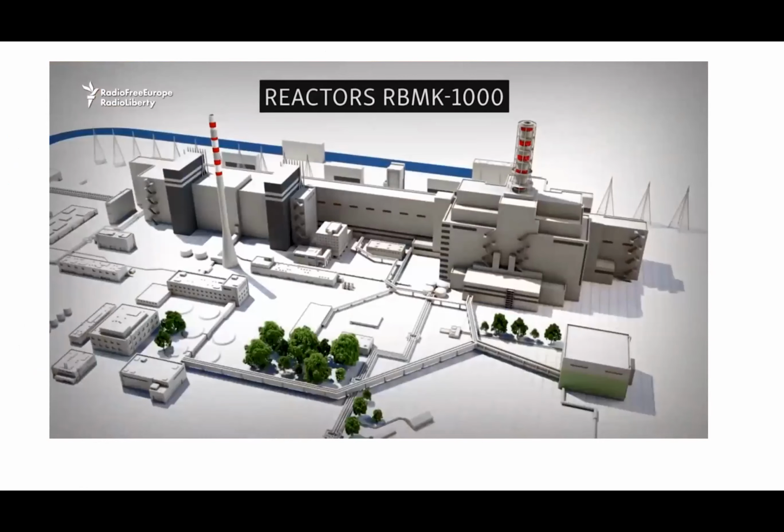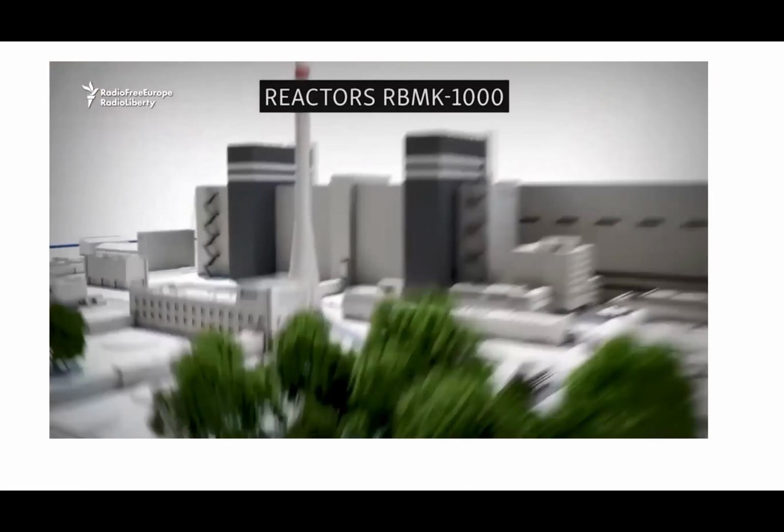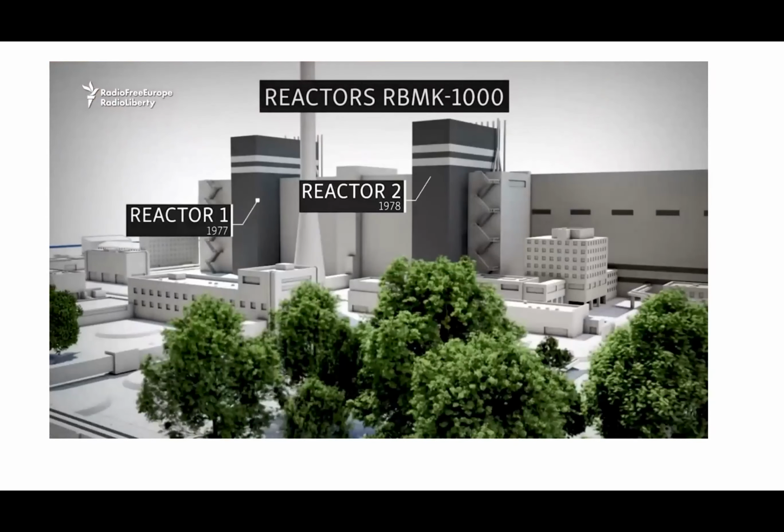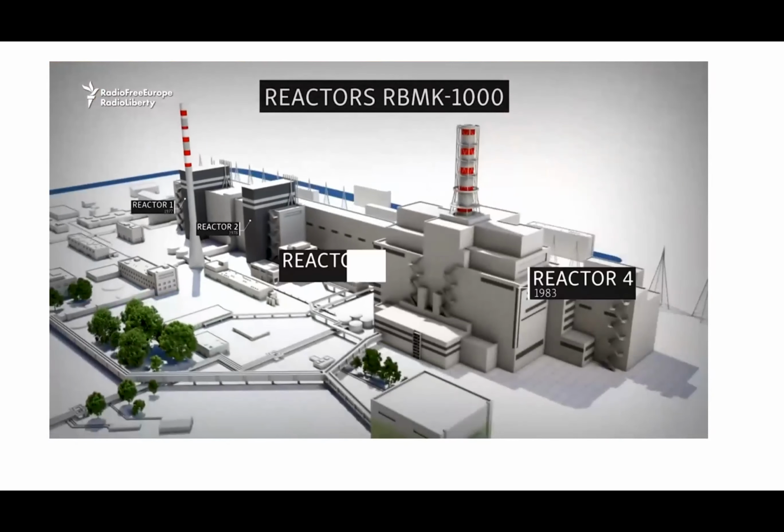The Chernobyl nuclear power plant was one of the Soviet Union's most advanced facilities. The first 2 reactors became operational in the late 1970s. The 4th reactor was the newest, going online in 1983.